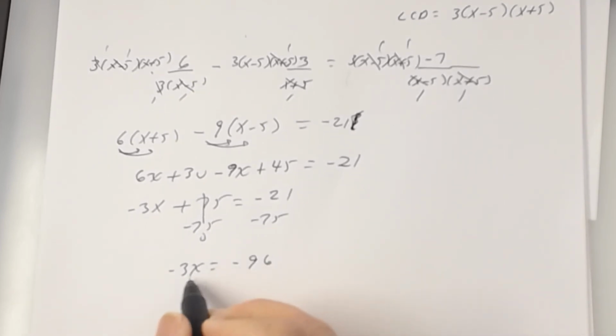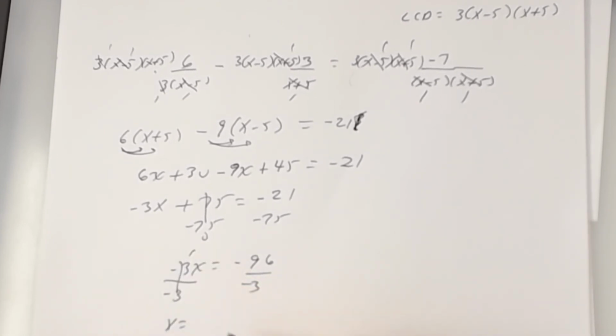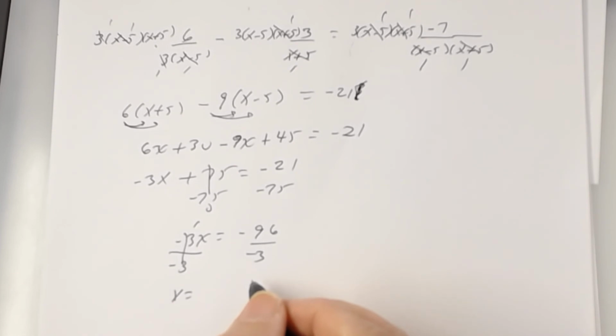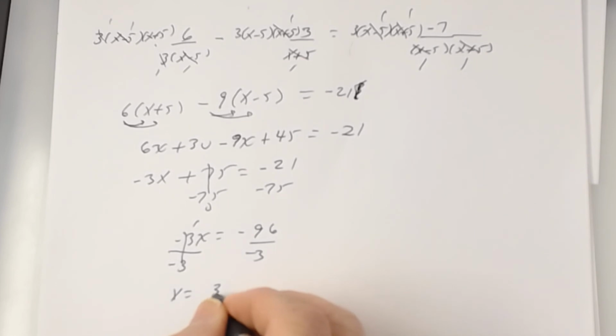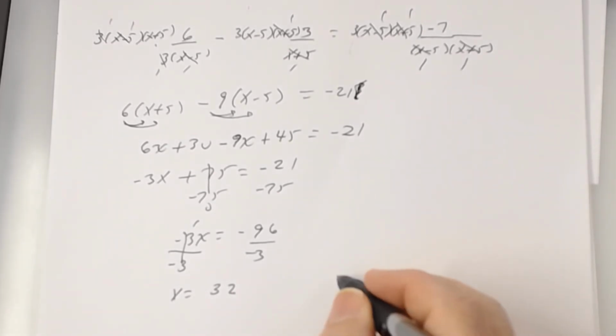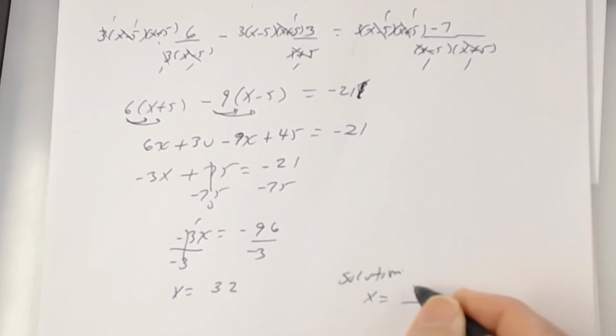What's the next step? Divide both sides by negative 3. And I get x to be what? No, a negative divided by negative is a positive. So positive 32. Okay. So this proposed solution, is that really a solution or is that an extraneous solution? It's a solution. It's a real solution. Okay. So on this worksheet you would say solution, then you say x equal, what do you put in the blank? 32. Okay. All right.